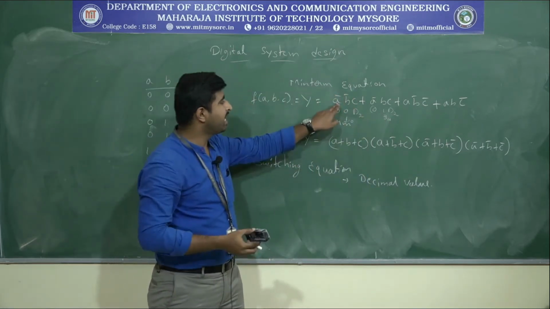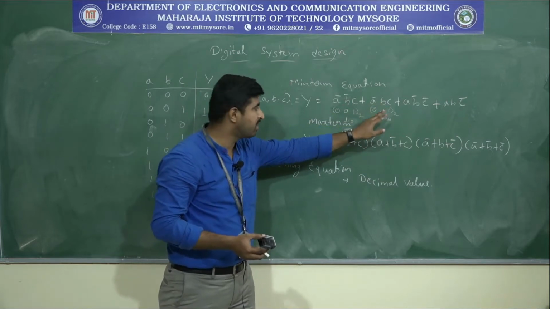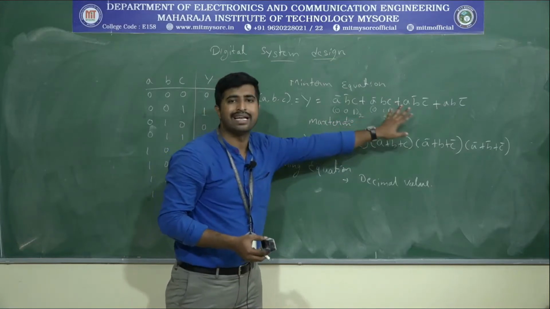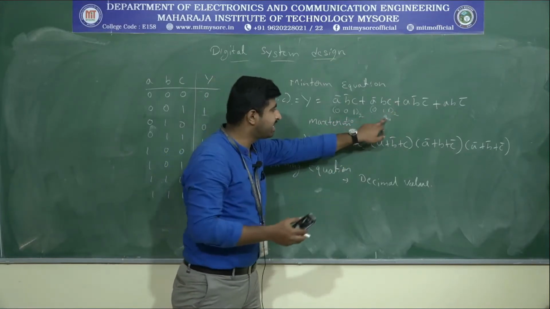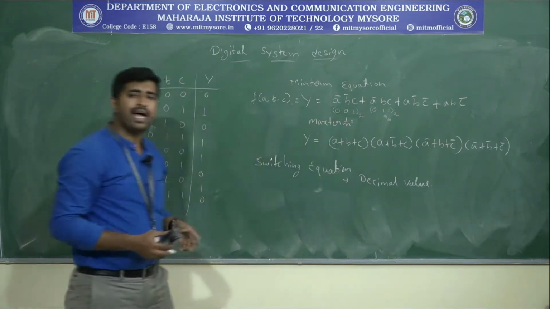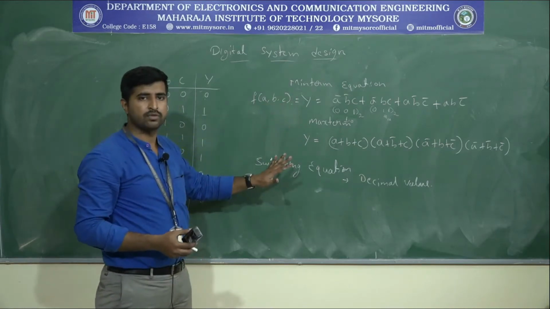Instead of writing a bar b bar c or a bar b c, we can represent that as a decimal value, like 1 or 3. When you need to represent it like that, we have some notation to use for the min term and the max term. So what is that?